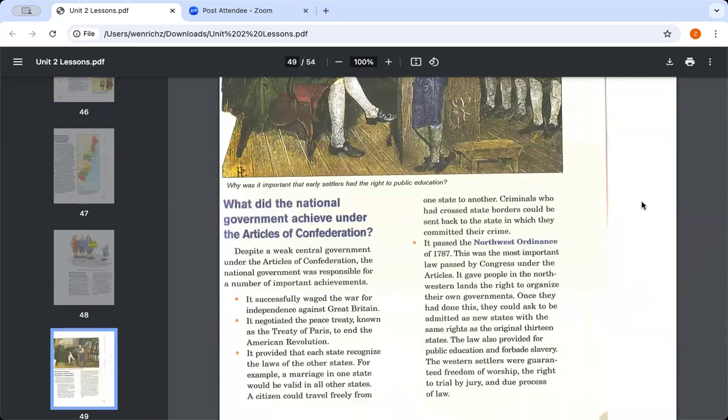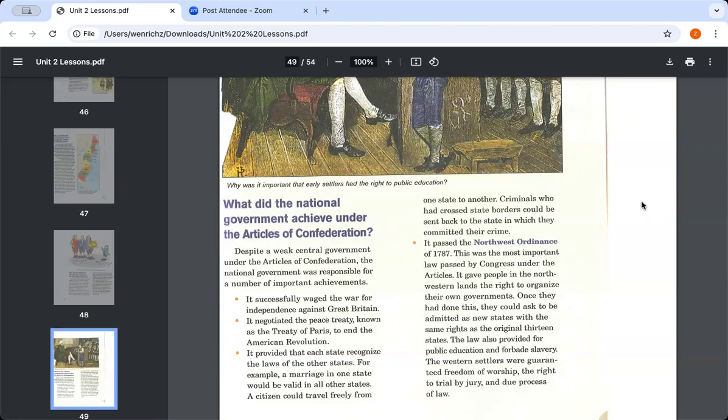So, let's look at the national government achievements under the Articles of Confederation. Despite a weak central government, under the Articles of Confederation, the national government was responsible for a number of important achievements. 1. It successfully waged the war for independence against Great Britain. 2. It negotiated the peace treaty, known as the Treaty of Paris, to end the American Revolution.